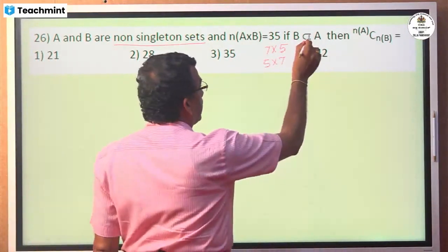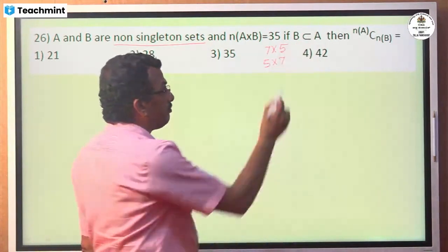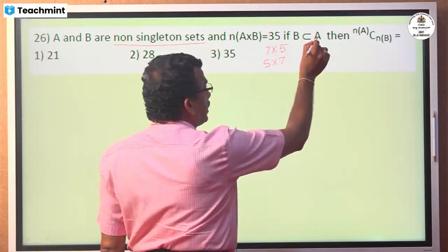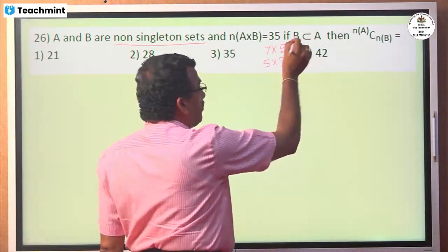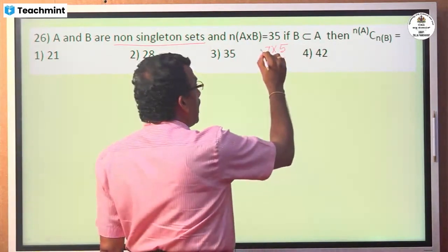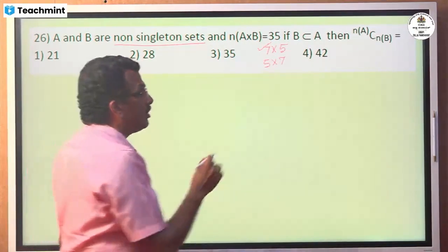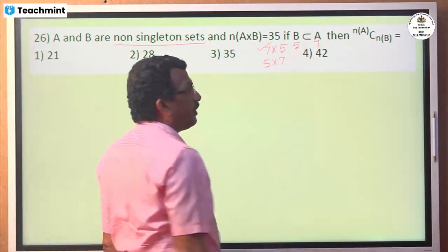B is a subset of A means A is the bigger set, B is the smaller set. Bigger set has more elements, smaller set has fewer elements. So I have to select A cross B as 7 into 5, so that A has 7 elements, B has 5 elements.